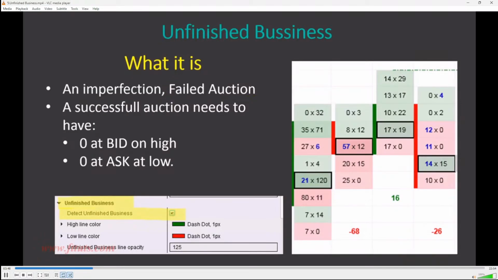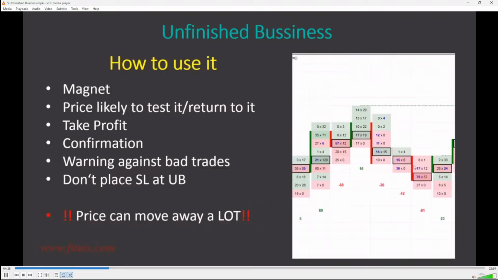Now what the software which I developed does for you is that it prints a line, this green line in here, at places with unfinished business. You only need to go to settings, there's an unfinished business setting, and you need to pick this, detect unfinished businesses. If you tick this, then the program will automatically print a line like this, green or red. And this line will show until it is tested, until the price tests the unfinished business. So now you know what the unfinished business is, that it is an imperfection. You know where to turn it on, and now I'll show you how to use that in your trading.